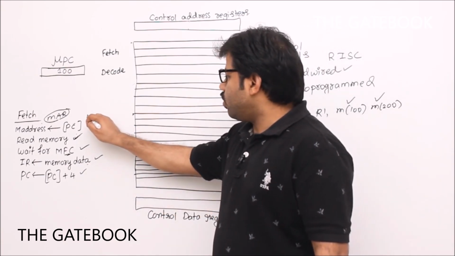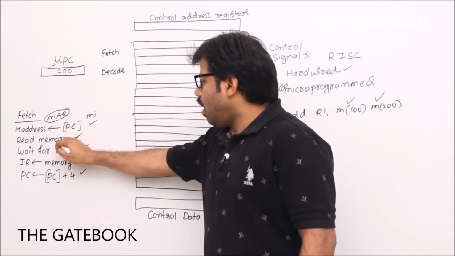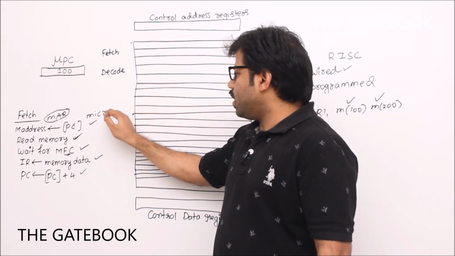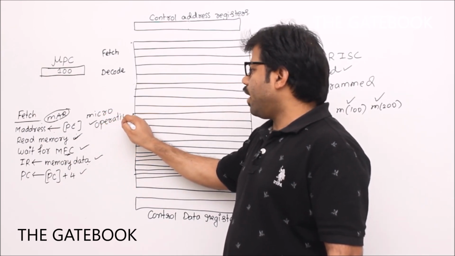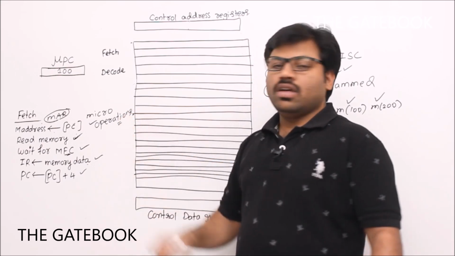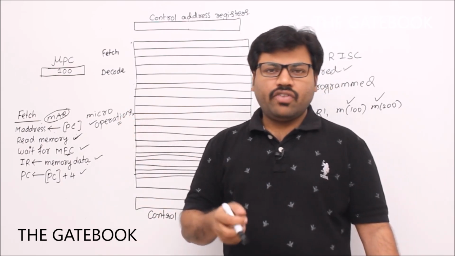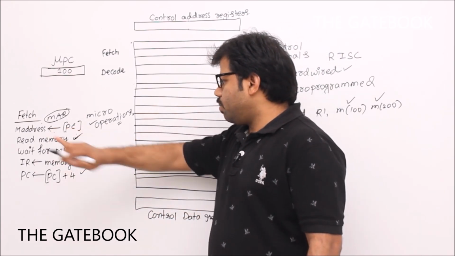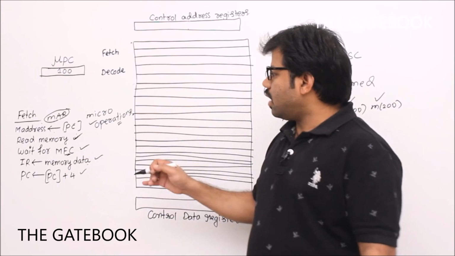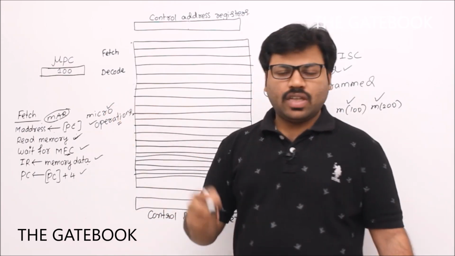Here I would like to tell you one thing. All these things are called micro operations. I can say this entire thing is one or more micro operations. Don't worry about it. To execute one instruction, we need some atomic steps, one step, one step, one step, in that way. All these things are called micro operations. That is enough for you.